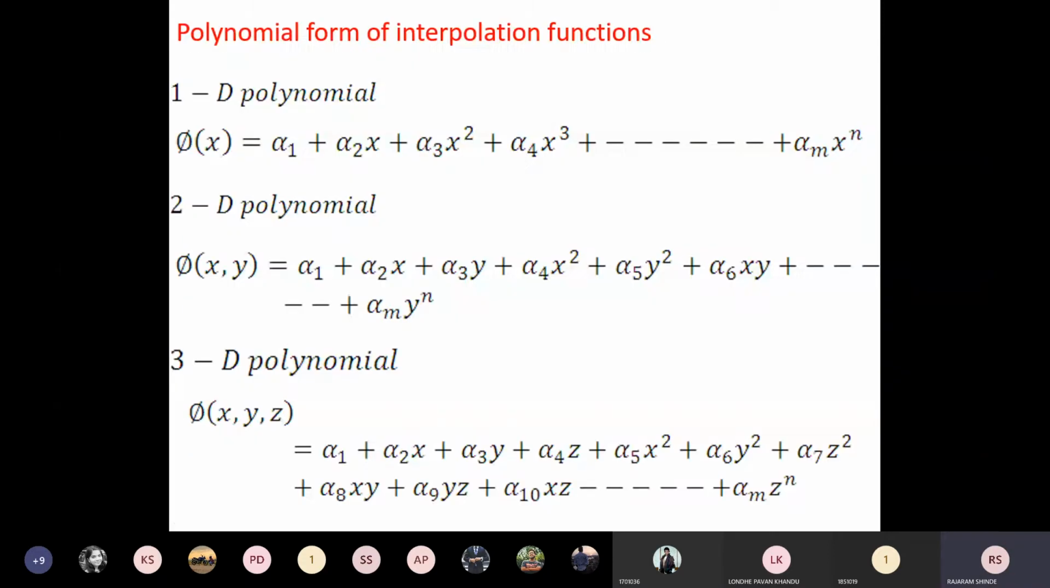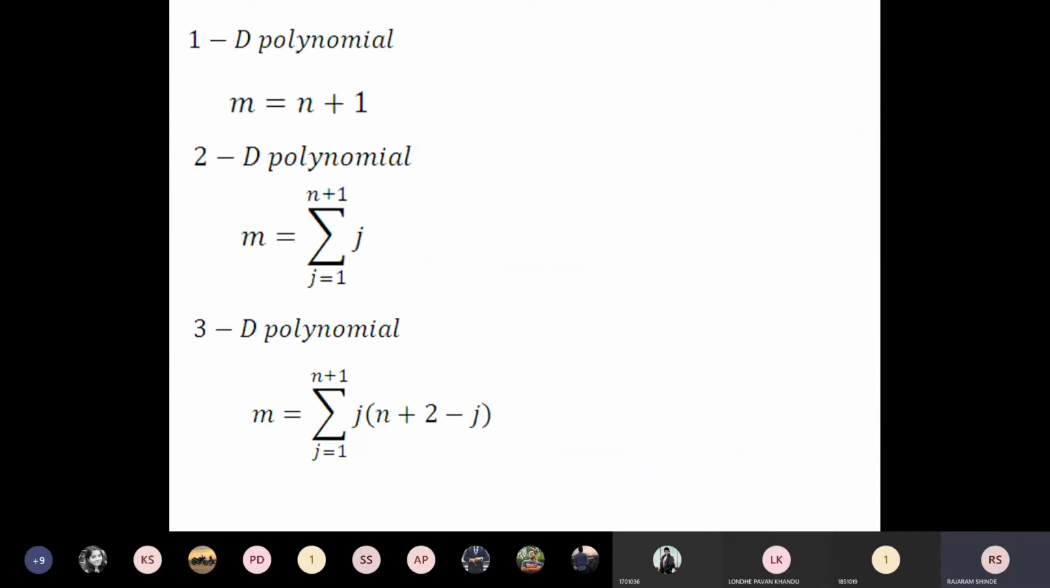After that, I have shown the polynomial form of interpolation functions, that is 1D polynomial, 2D polynomial, 3D polynomial, and their standard form, that we have discussed. And after that, I have discussed the generalized coordinates and how to calculate the generalized coordinates.